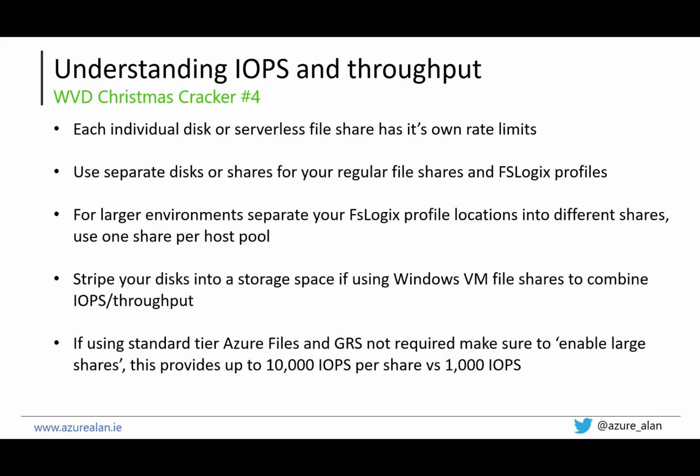If you're using Azure Files, and you're not using the premium tier, you're using the standard tier, and I know this is quite common as well, then as long as you don't require geo-redundant storage, make sure you've enabled large file shares. This allows you to go beyond a 5 terabyte limit up to 100 terabytes of storage, but not only that, it also gives you up to 10,000 IOPS per share. Otherwise you're limited to 1,000 IOPS, so make sure you enable that. Even if you don't need beyond 5 terabytes of storage, it's important to make sure that's enabled to avail of better IOPS.